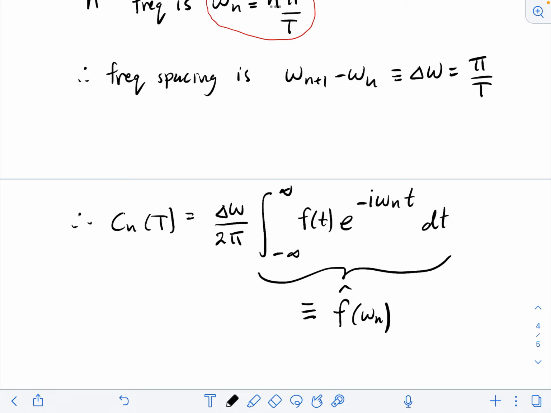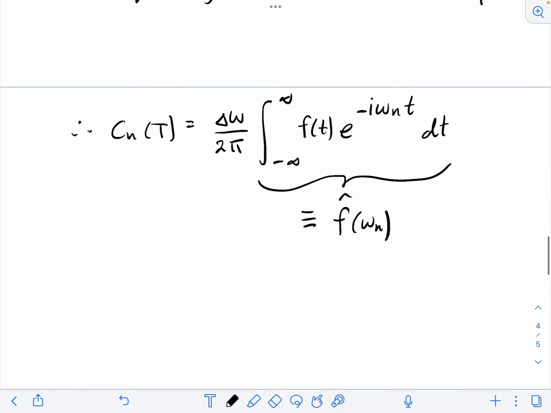Okay, so in this notation then, we could say that Cn of T is therefore equal to, what do we have? We have a 1 over 2 pi out front. The integral we're going to identify as, we just called it f hat, so that represents that integral over time. And then there's still a delta omega that's left over. Okay, good. So we're in fact almost done what we need to do.